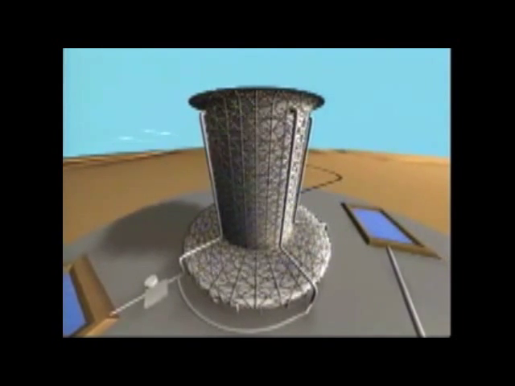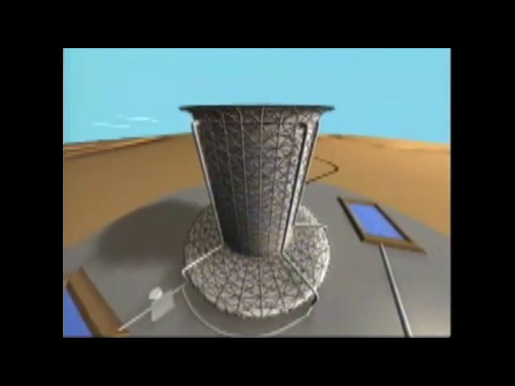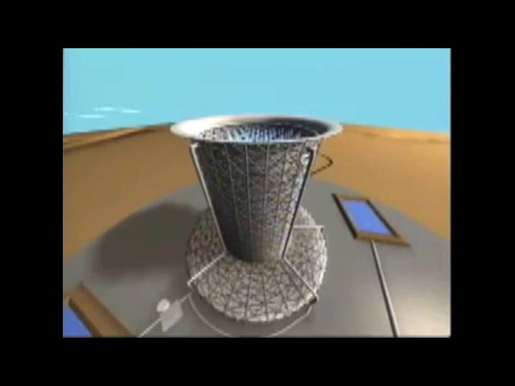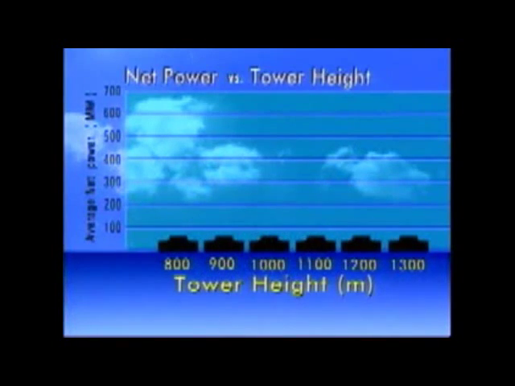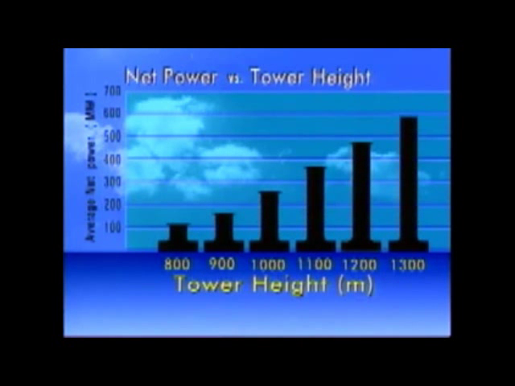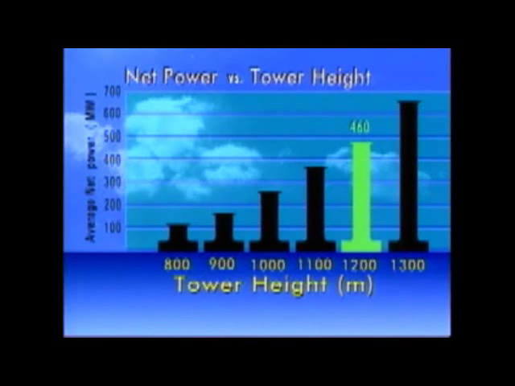To achieve this energy production, the energy tower dimensions must be approximately 1,200 meters in height and 400 meters in diameter. The reason for building the energy tower plant so high is that the production of net deliverable power increases significantly as the tower height increases.